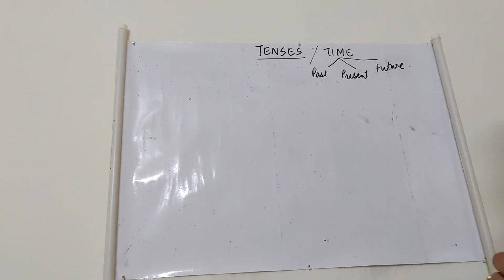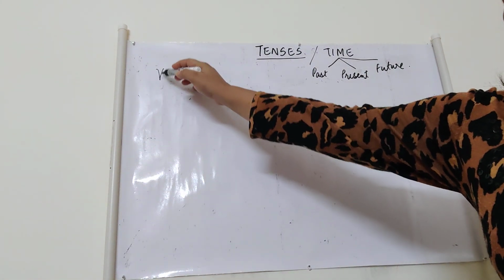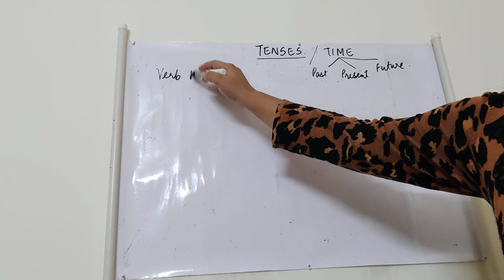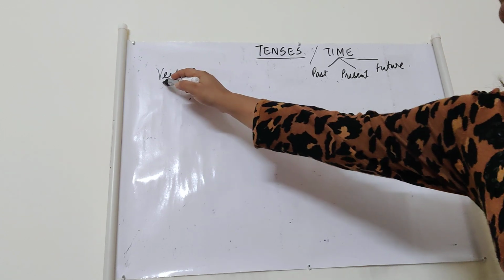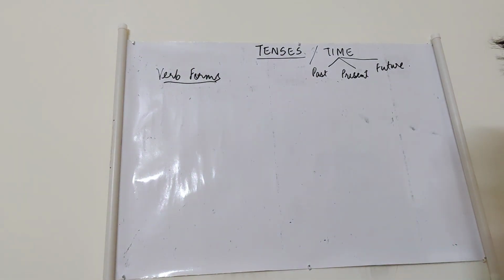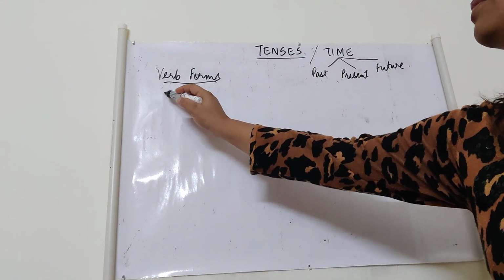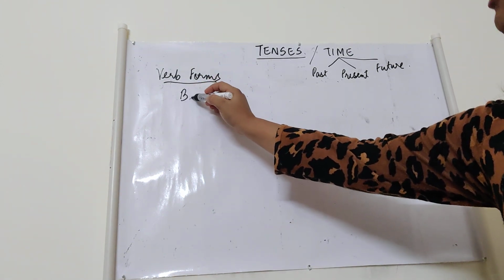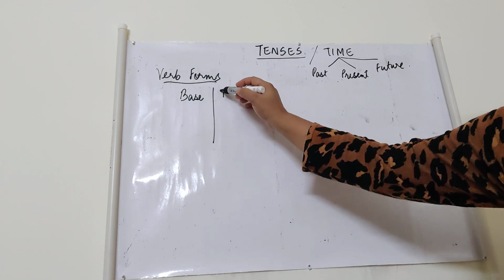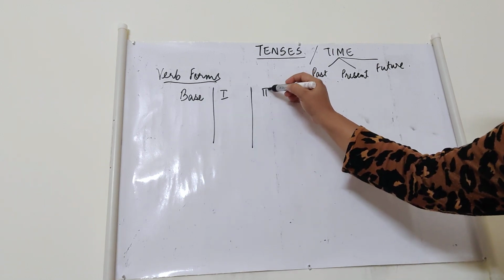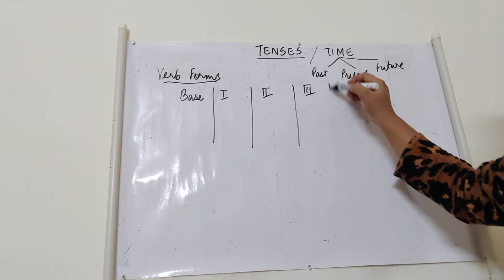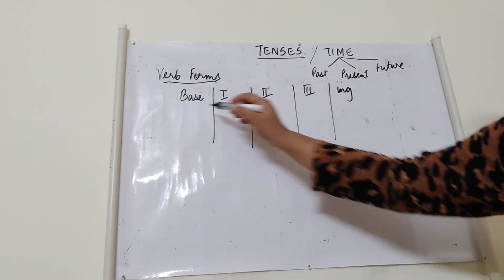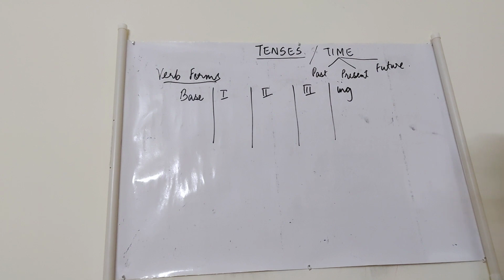Before moving ahead with the types of tenses, I would first like to revise the different verb forms that we have already done. I feel that revision of verb forms is very, very important for the tenses. Okay. So, children, for the understanding of tenses, I am going to write that the verb has got the base form, first form, the second form, the third form, and the ing form. Okay, so these are the five forms of verb.